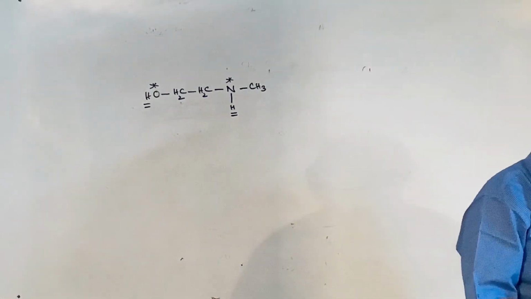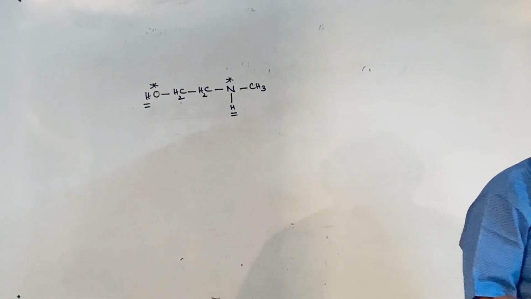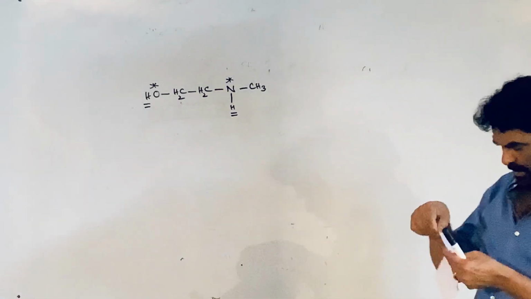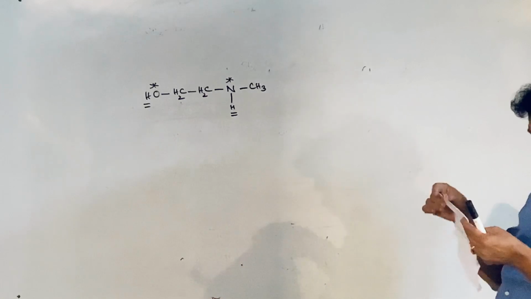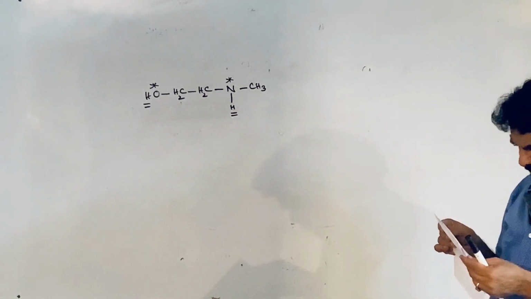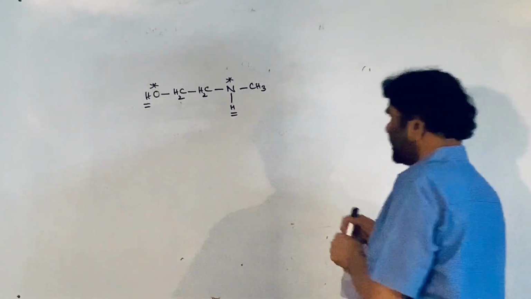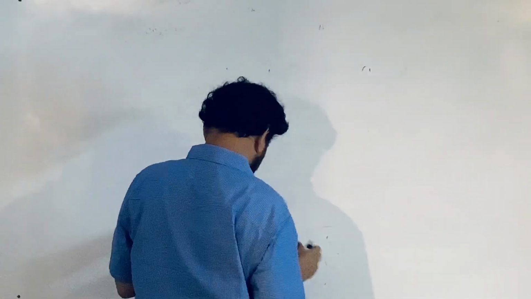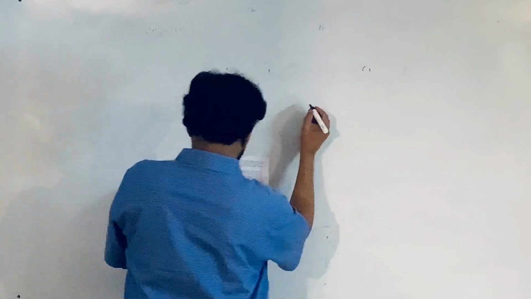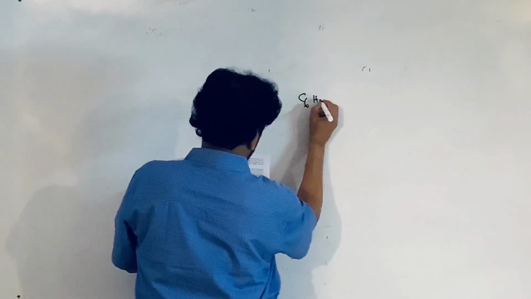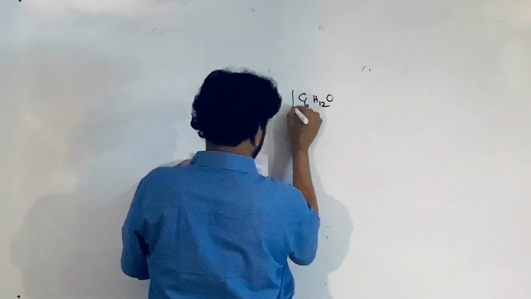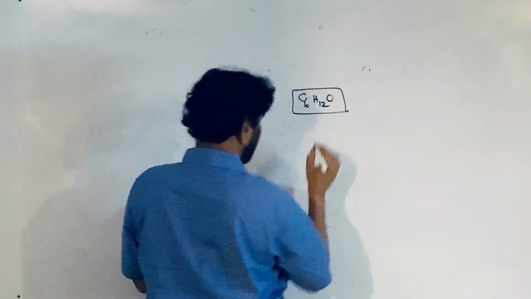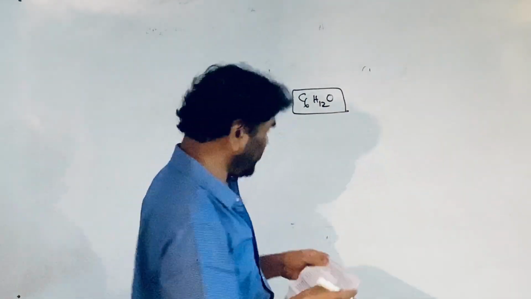And the next one, I am talking about the 7th question. A compound is given, C6H12O, which is your original organic compound. This is A.